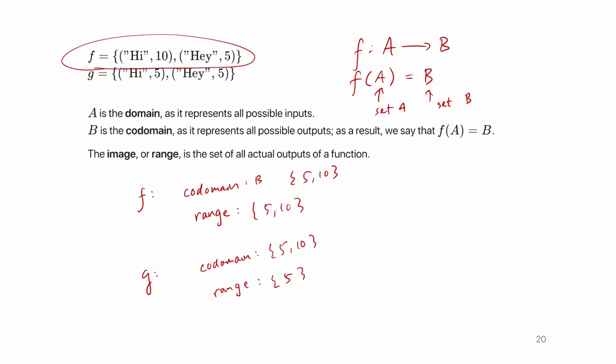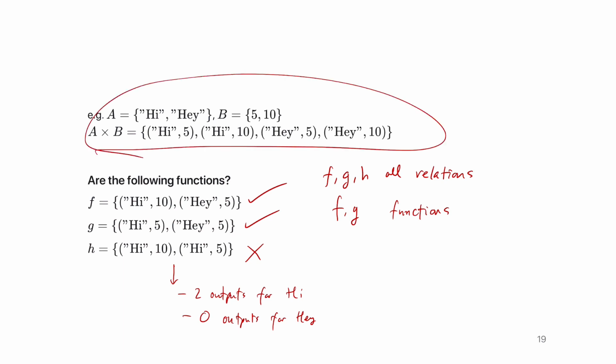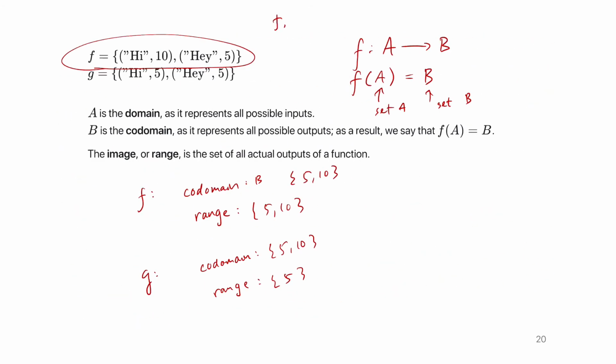Yeah. Wait, how is the codomain 5 and 10 for G? Because, sorry, I guess this segment at the top should also be repeated there. But we said that B is 5 and 10. And we're saying F and G are both subsets of A cross B.